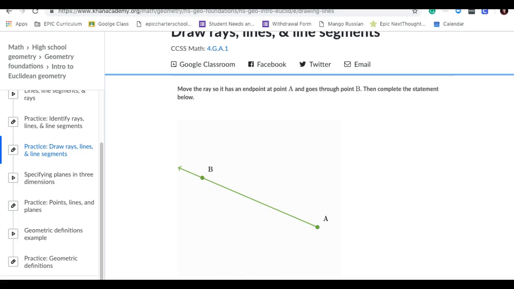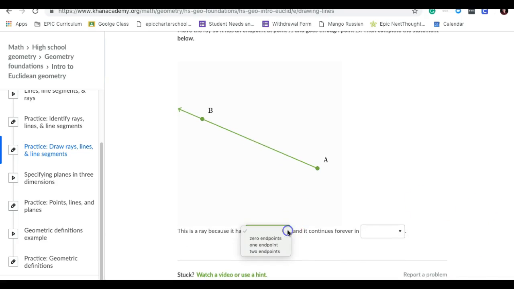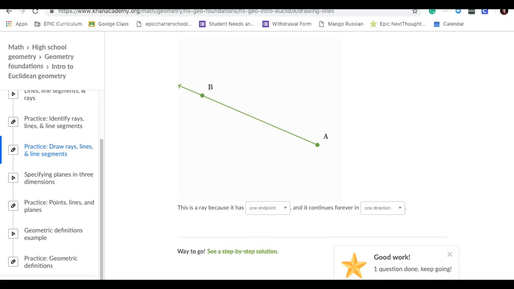So I click here, and then down here you have the multiple choice section. This is a ray because it has one endpoint and continues forever in one direction. Okay, and I'm going to check. And I got a correct answer.